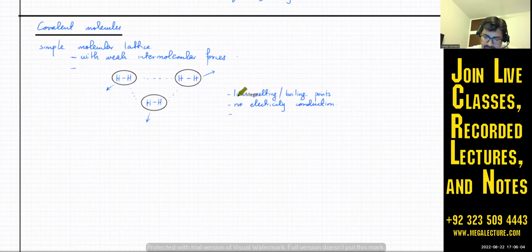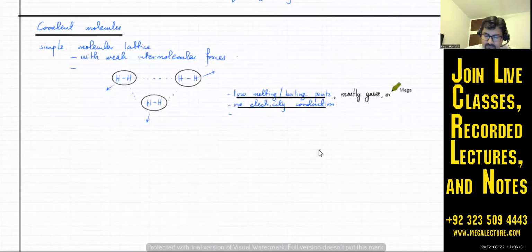Okay, so low melting and boiling point, no electric conduction. They're mostly gases. Okay, so most of them happen to be gases, or low boiling point or volatile liquids. Very rarely do you have solids as well.